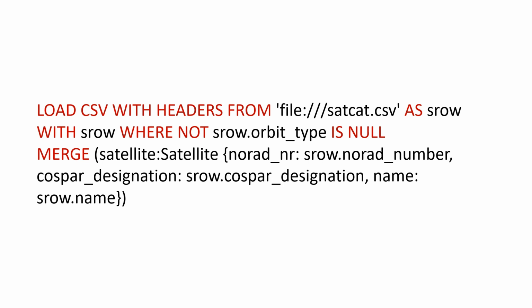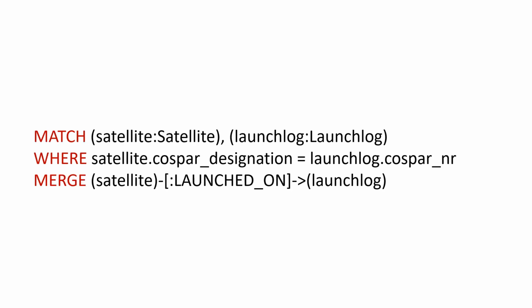Now we do the same with the launch log, and now we need to match these up with a match command. Here you see that we have the satellite node and the launch node, and we say, just like in SQL, that one designation is the other designation, and then we merge them, and here we define the relationship, and we call this relationship launched on. And now we have that relation.